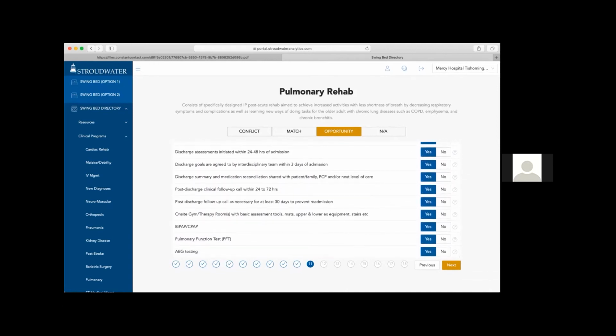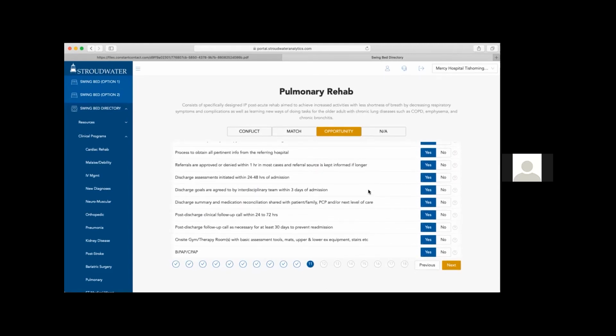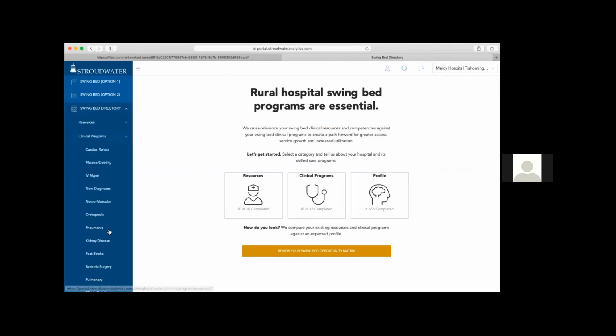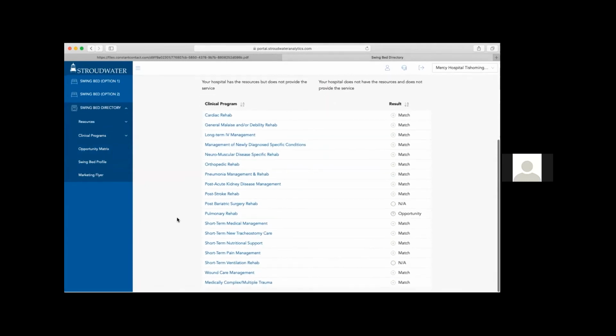There may be a barrier, and it may have to do with a specialty physician provider that you may need to help support that program. And that might be the case, but if we're going to look to expand services, maybe this is one that we look at. We have a lot of the resources and the needs to support a pulmonary rehab program. So let's go back to the opportunity matrix for one more example.